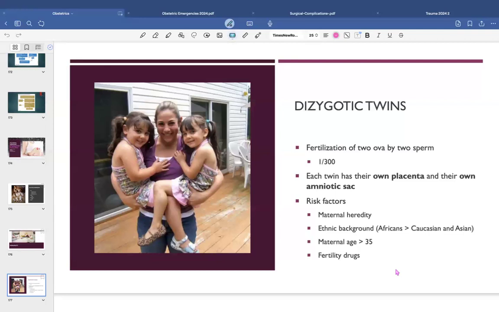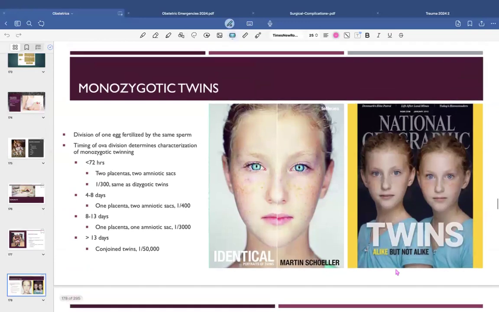This is different from monozygotic, which is identical, mono meaning one egg fertilized by the same sperm. The timing of when the ova divides tells us more about the characterization of the twins. If the ova divides in less than 3 days, there will be 2 placentas and 2 amniotic sacs, more than likely, which is about 1 out of 300, the same as dizygotic twins.